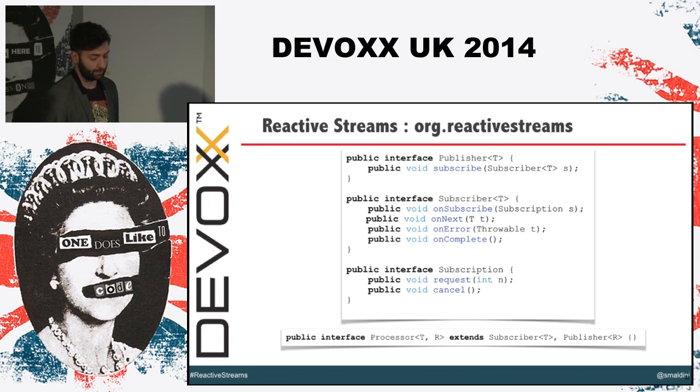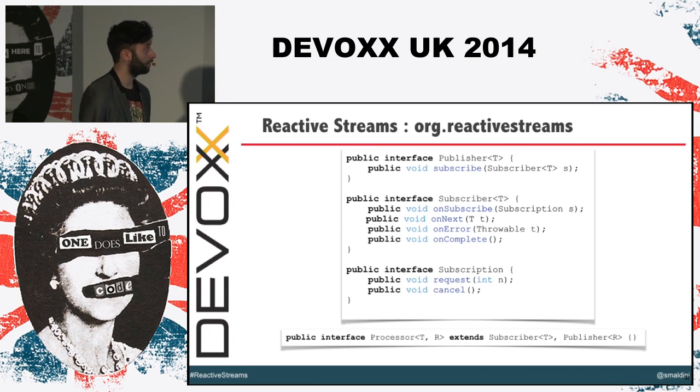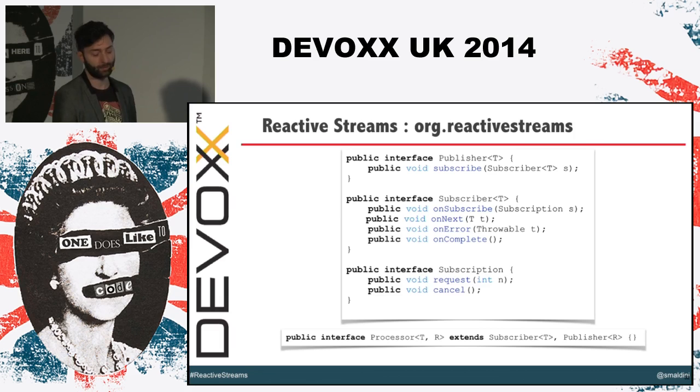So you can see the subscribe operation is very much like RxJava, for instance. In addition to that, there is an onSubscribe operation, which receives a subscription, something we haven't talked about yet. The subscription represents the unique link between a publisher and a subscriber. And on this link, you will interact.